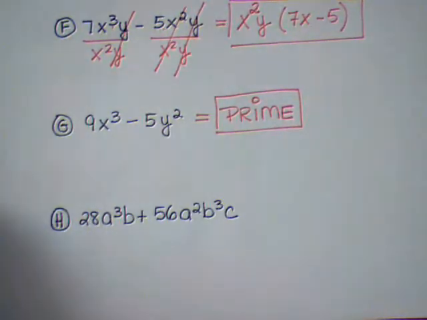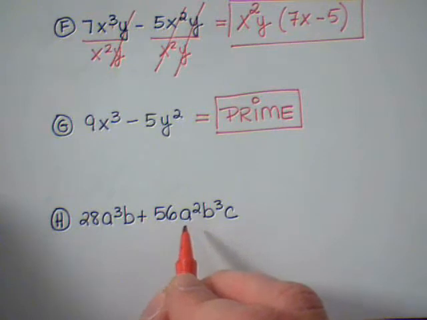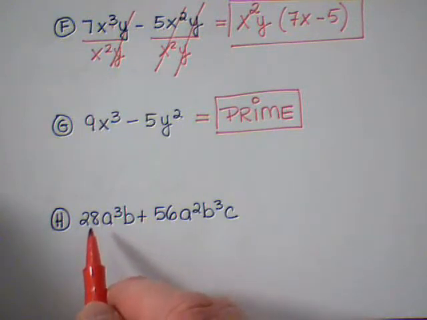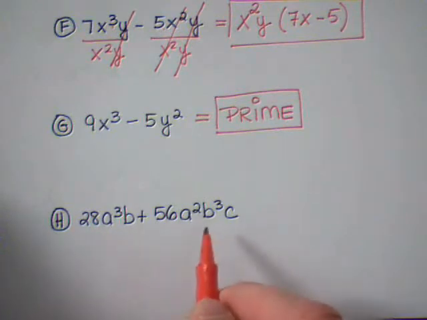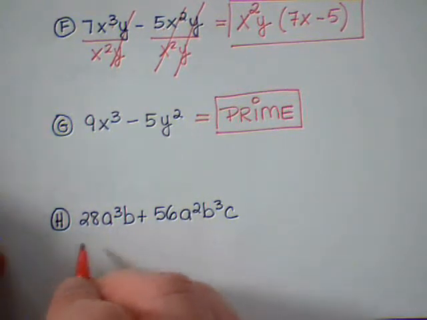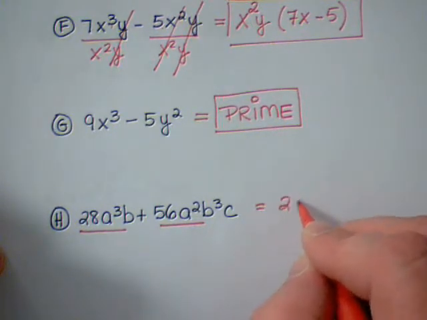Okay, and the last problem is, what is the biggest number that goes into 28 and 56? Well, some people might say, oh, 4 goes into them, 7 goes into them, 14, but we're looking for the biggest number. And if you think about it, the biggest number that goes into them will be 28.